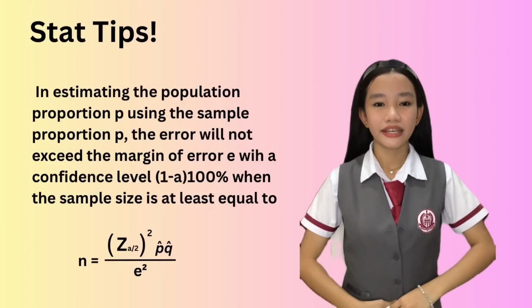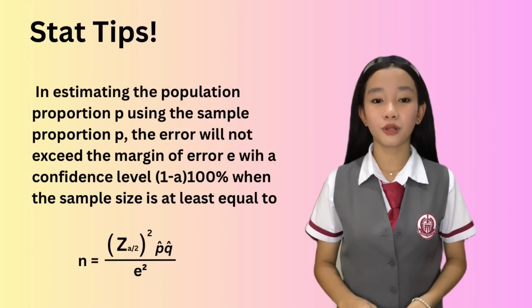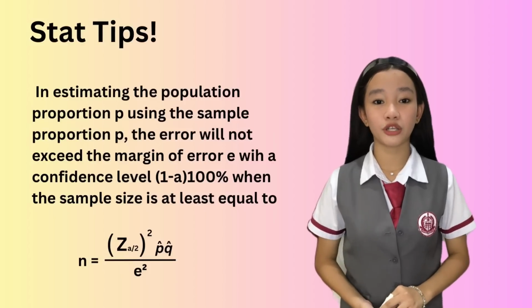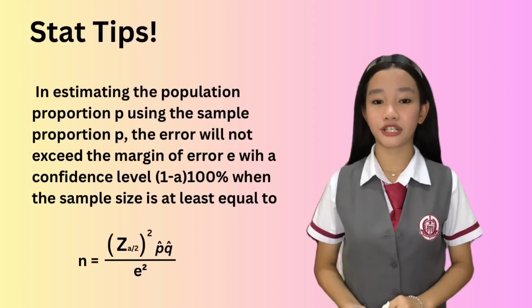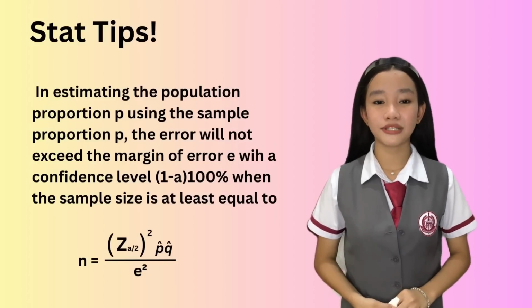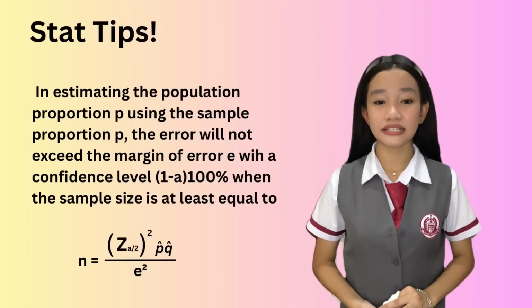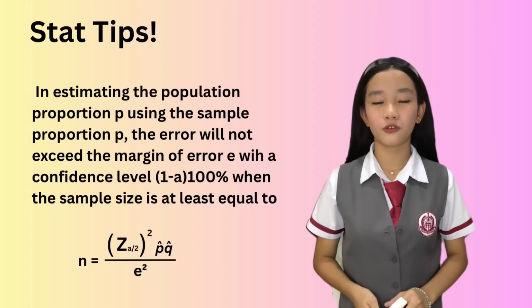Stat tips. In estimating the population proportion p using the sample proportion p̂, the error will not exceed the margin of error e with a confidence level 1 minus alpha multiplied by 100% when the sample size is at least equal to n, equal to z subscript alpha over 2 squared times p and q all over e squared.